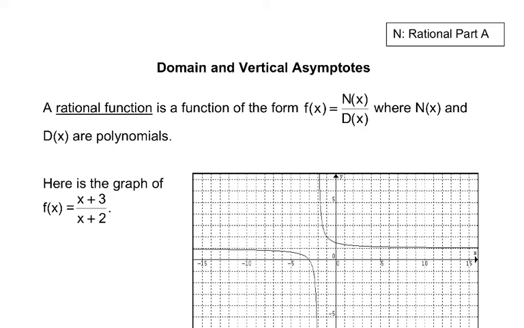So we're going to start graphing rational functions today. We are not actually going to do the graphing; we're just going to identify parts of it. A rational function, as we've talked about before, is a function that's a fraction where the numerator and the denominator are polynomials. So the numerator and the denominator both have x's in them.